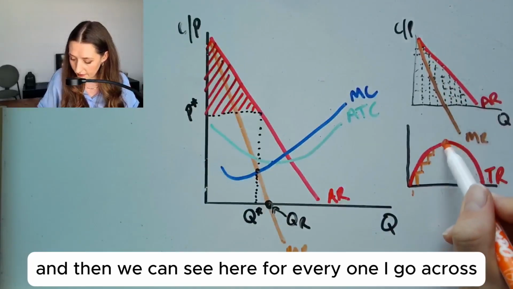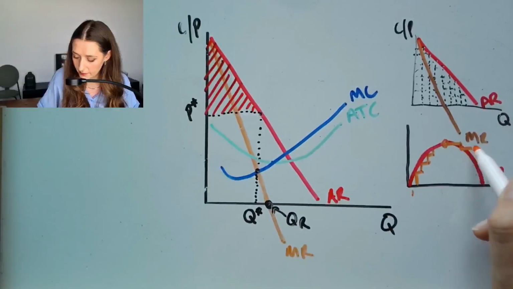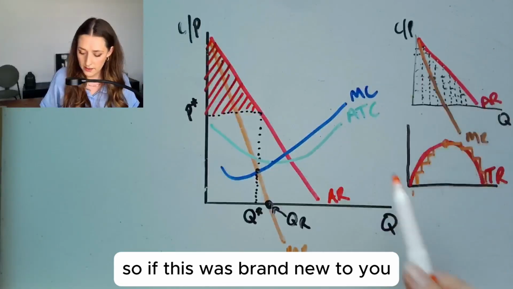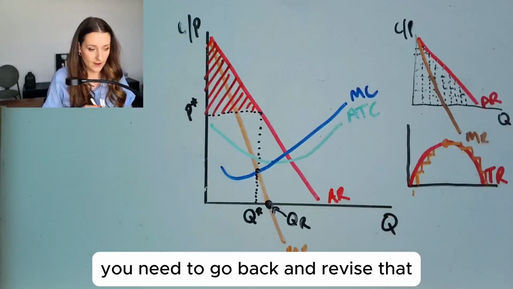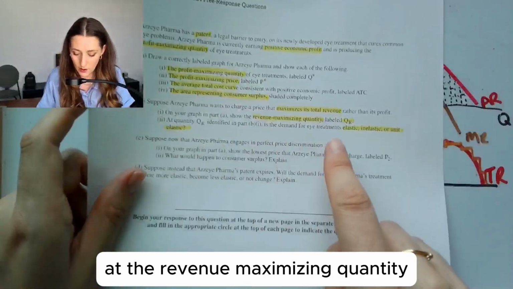And then we can see here, for every one I go across, my marginal revenue is negative because my total revenue goes down. So if this was brand new to you, you need to go back and revise that. Okay. That will help us understand our elasticity.